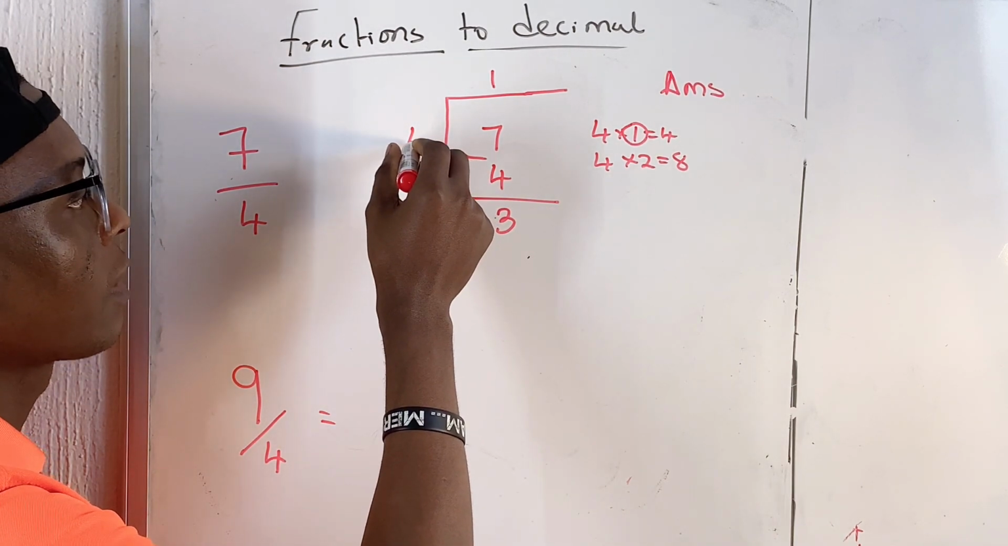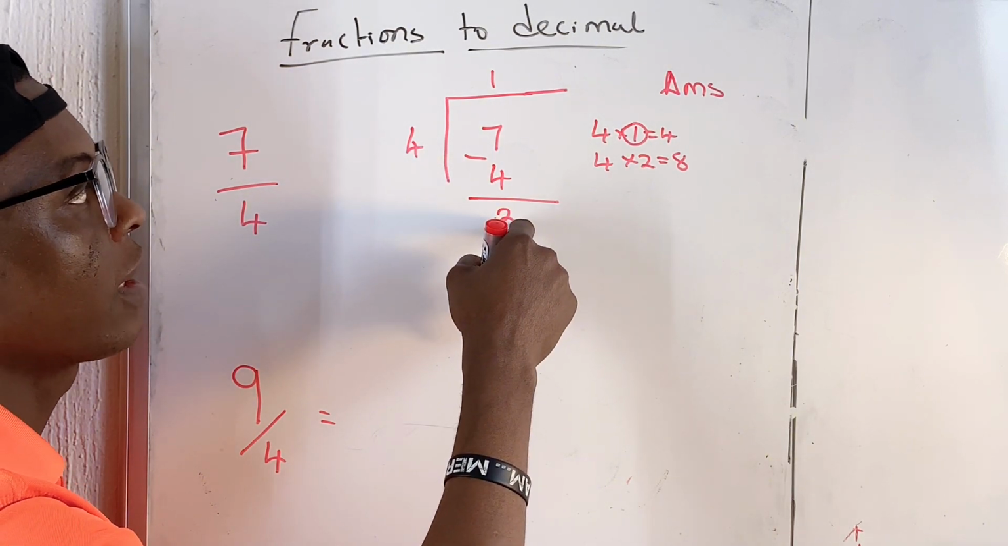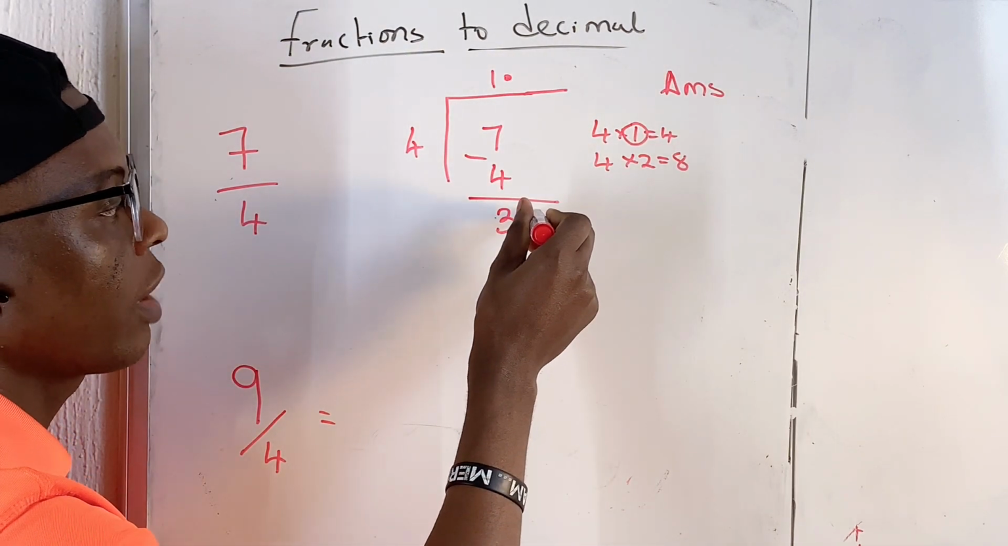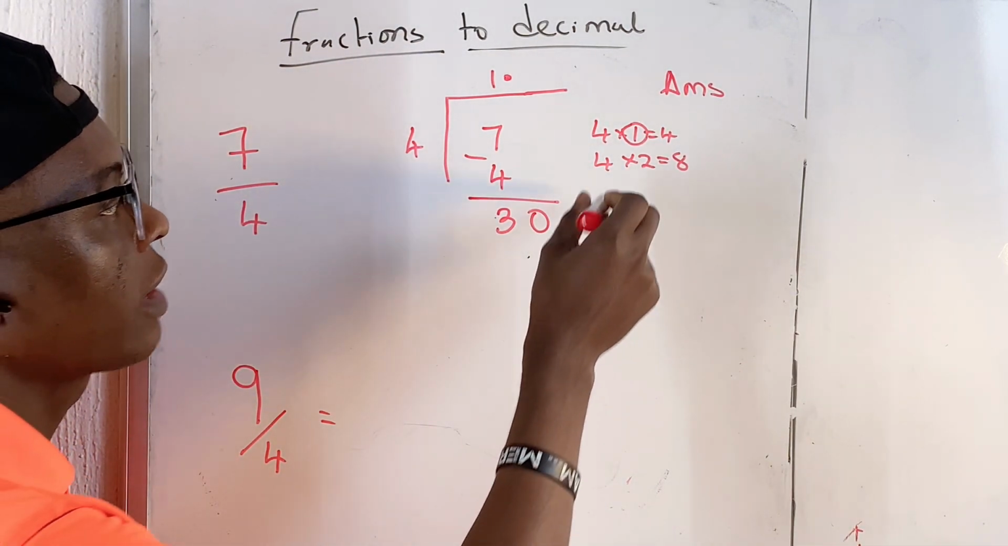Now, can 4 go into 3? 4 cannot go into 3 because 4 is greater than 3. Therefore, we introduce the decimal point and add a 0 here. 4 into 30. How many times will 4 go into 30?